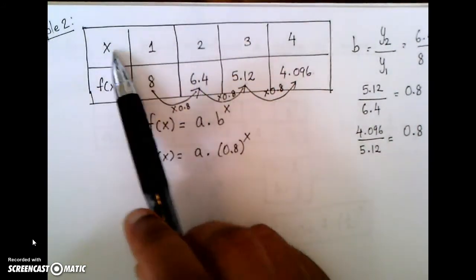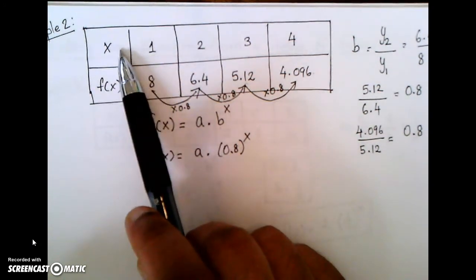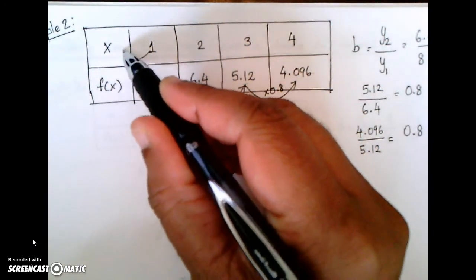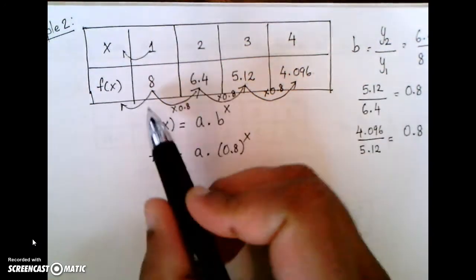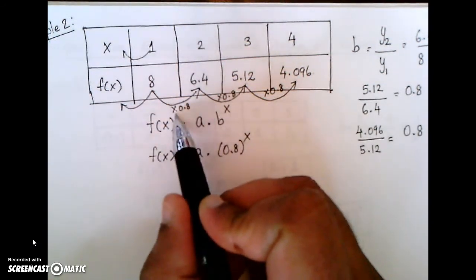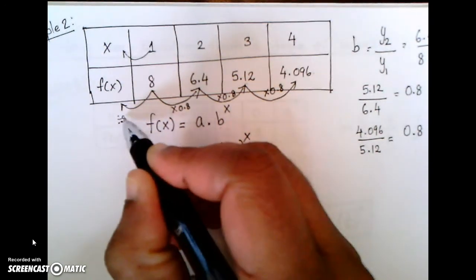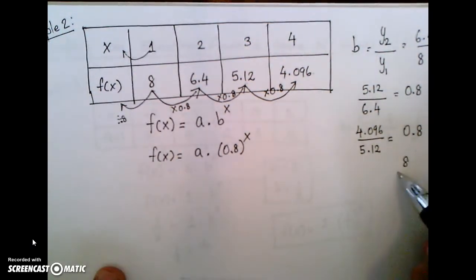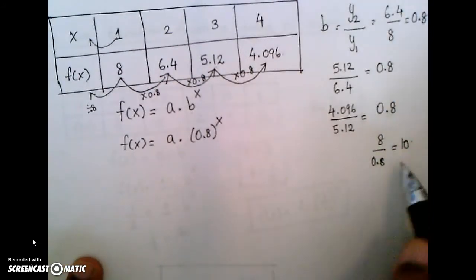But now I want to get to x equal to 0, which is 1 point before this 1, right? So this is 1 before this 1. So I'm going backwards now to figure out what it is. To go backwards, instead of multiplying, I have to divide by 0.8. So I can figure out what that value is. If I divide 8 by 0.8, I'm going to get a value of 10. So my y-intercept is 10. That's one way to figure it out.